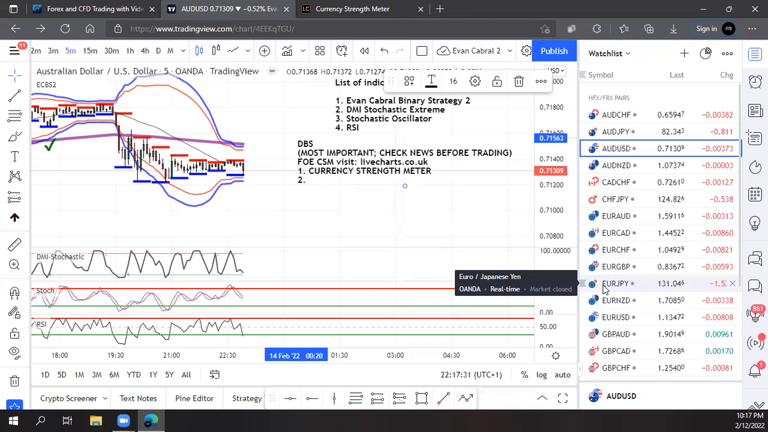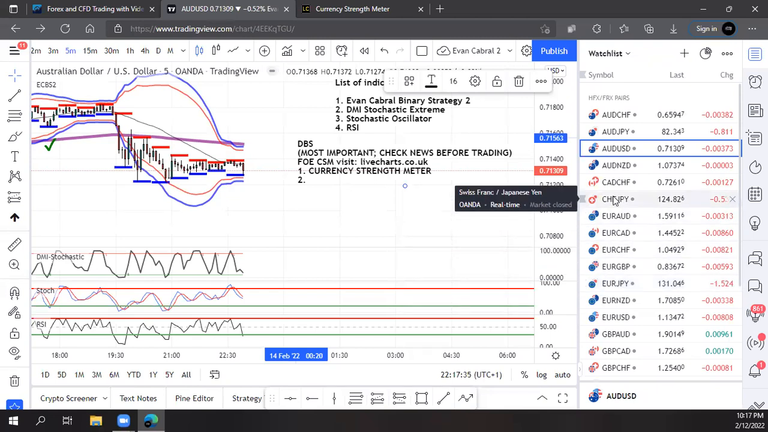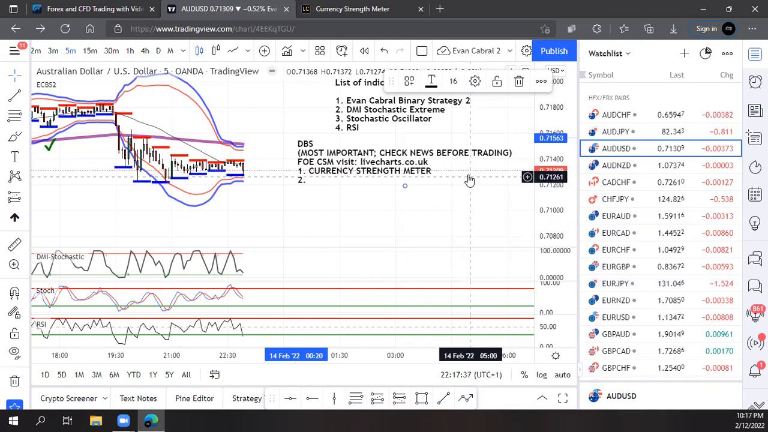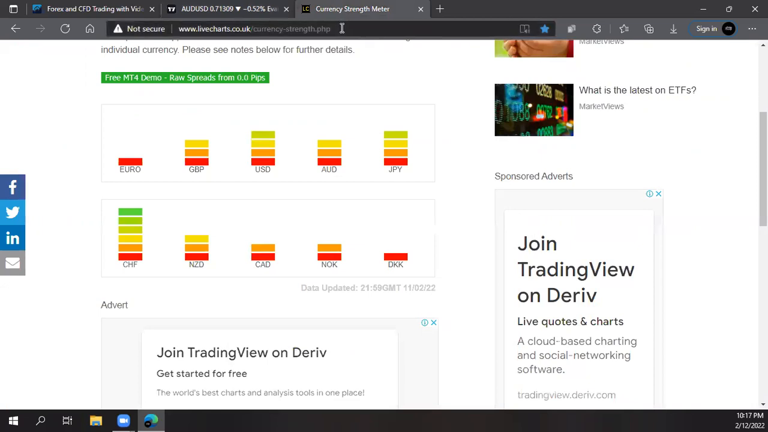So you need to know how these pairs are arranged. So it's important that you take your time, right? Use this weekend to read about your major Forex pairs and your minor. You can check out the exotics as well. So this is how we use it, right?